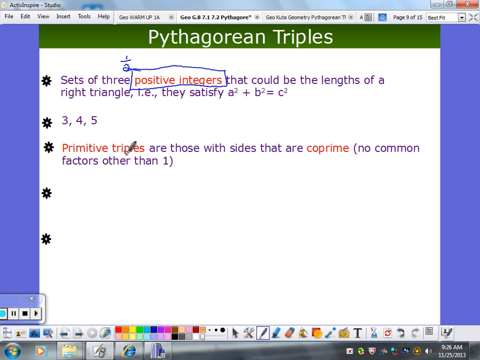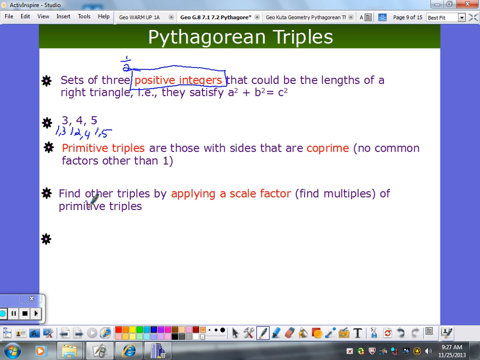Primitive triples are those with sides that are co-prime. Co-prime means there are no common factors other than 1. This is called a primitive triple. What factors are in common between 3, 4, and 5? This one's 1 and 3. I'm just looking at all their factors. What factors do they have in common? Yeah, 1. So if that's the situation, you have what's called a primitive triple.